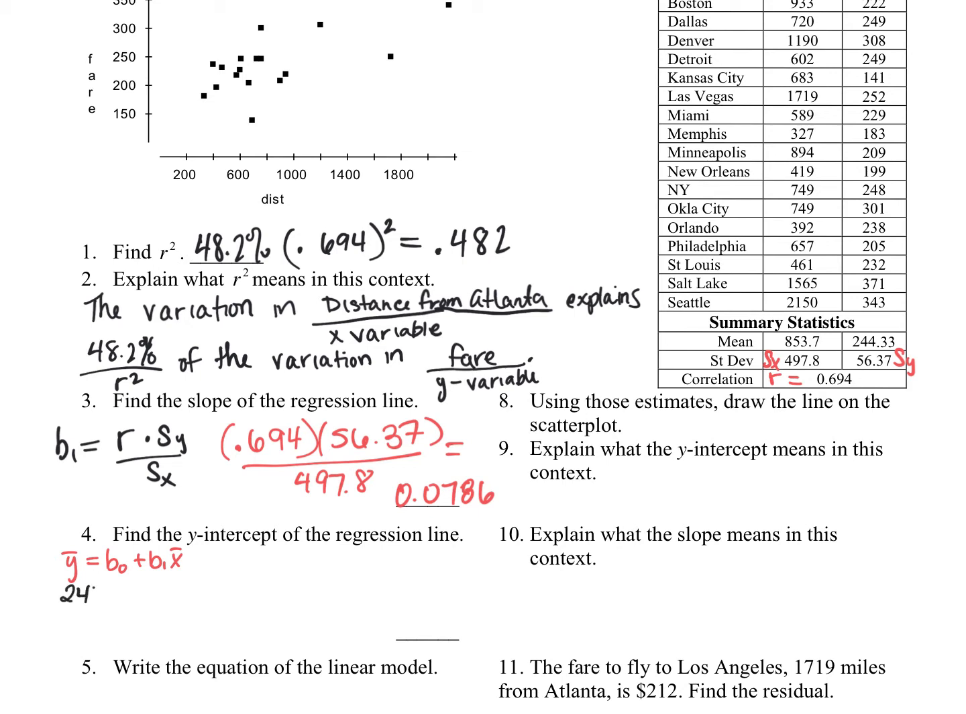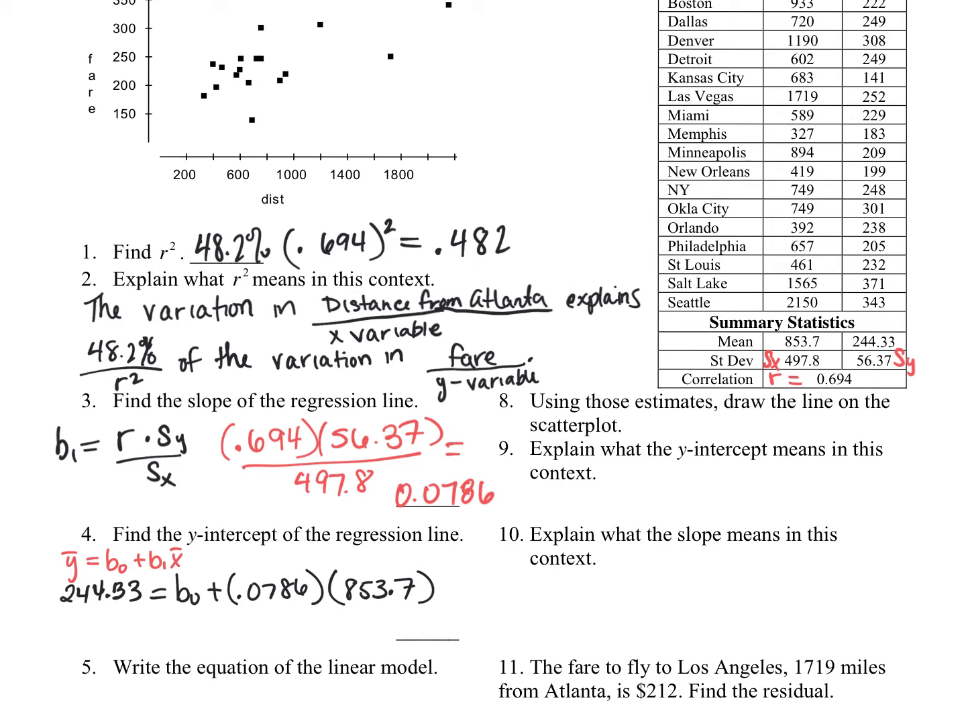So we have 244.33 equals b naught plus b1, 0.0786, times the mean of x, 853.7, right? And you can solve for b naught. Okay, you will be asked to do some of these in the homework soon, and very likely there will be a multiple choice, possibly a free response, that asks you to find the equation of the regression line from the summary statistics.